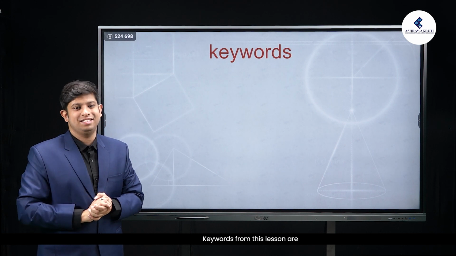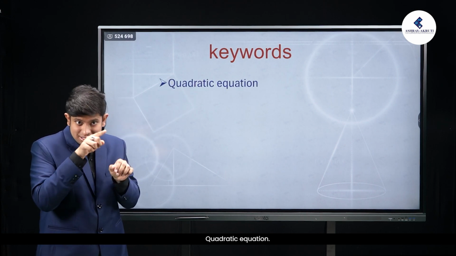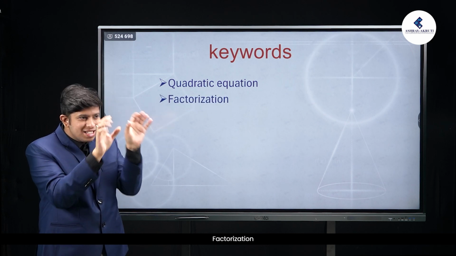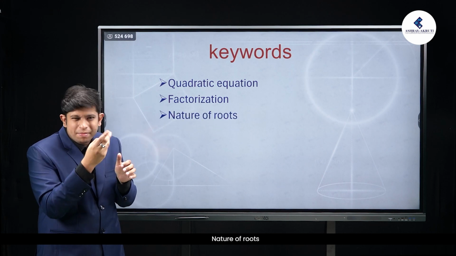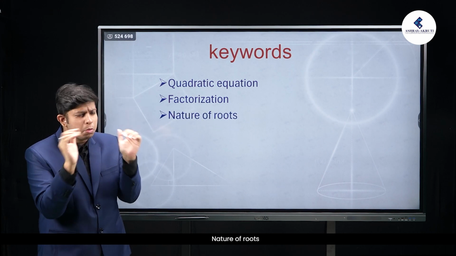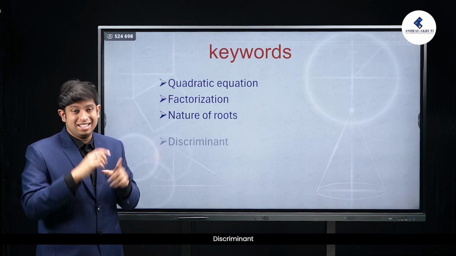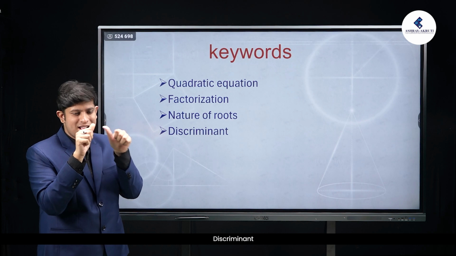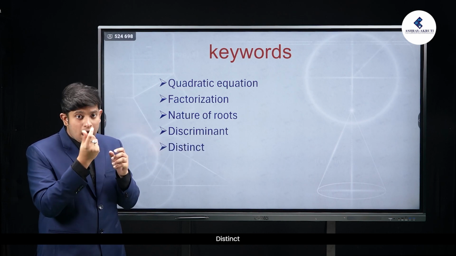Keywords from this lesson are quadratic equation, factorization, nature of roots, discriminant, and distinct.